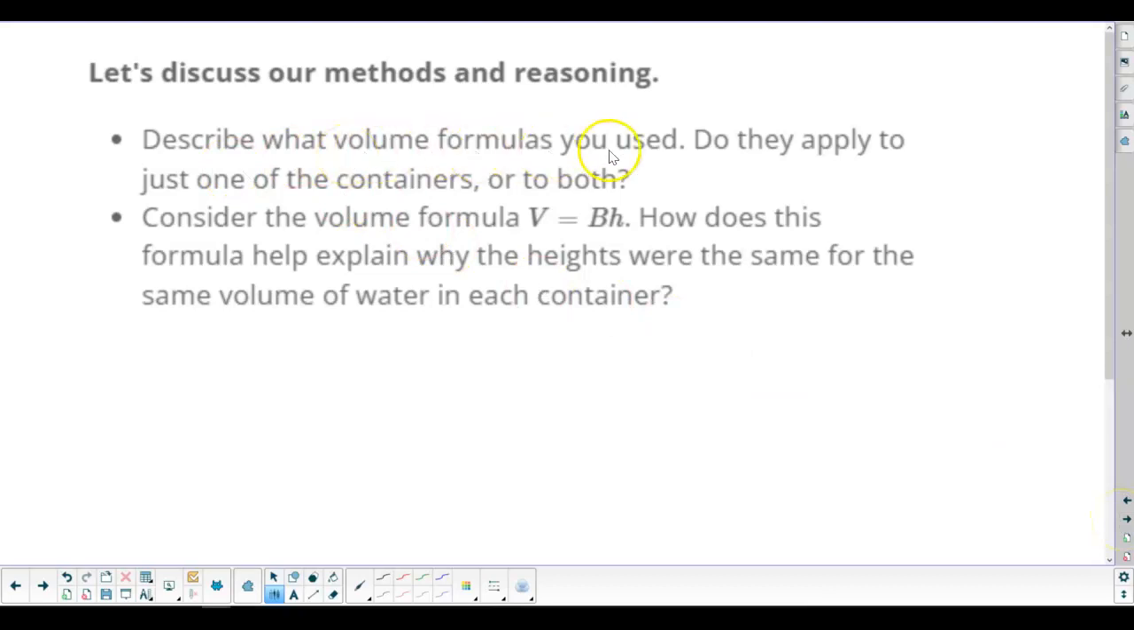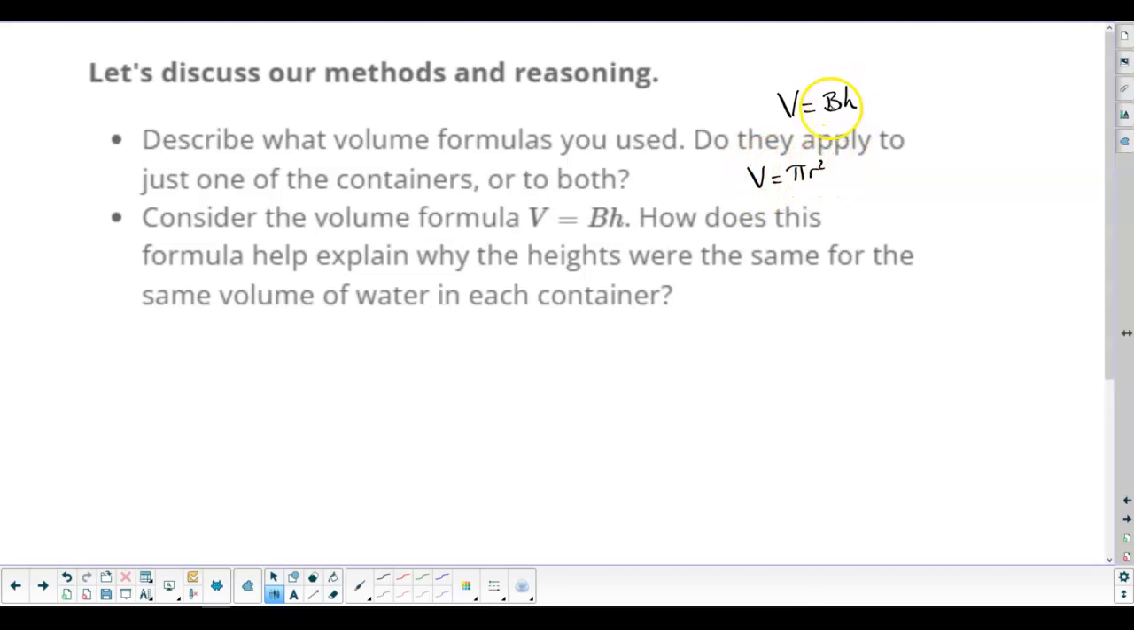All right, describe what volume formulas you use. Do they apply to just one of the containers or to both? Well, generally speaking, we use the formula, the area of the base times the height. That applies to both.